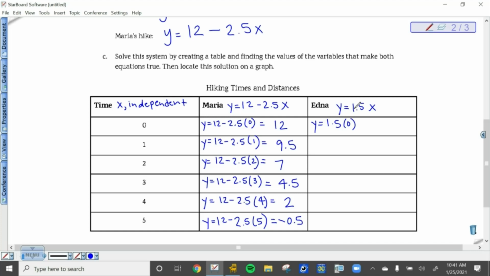And then we graph the two lines. So our x on the x-axis is our hours. And then we're going to scale that out, up to 5. And then on our y-axis, we're going to plot the distance.